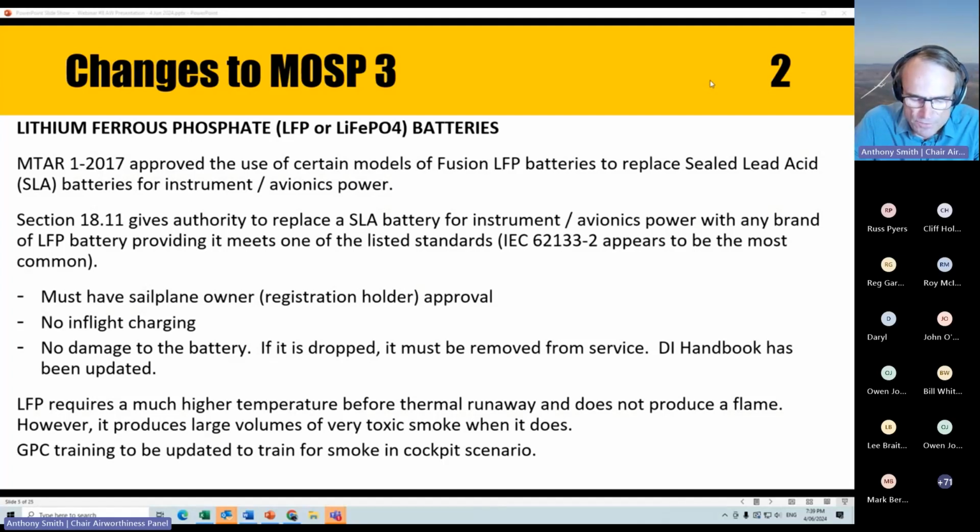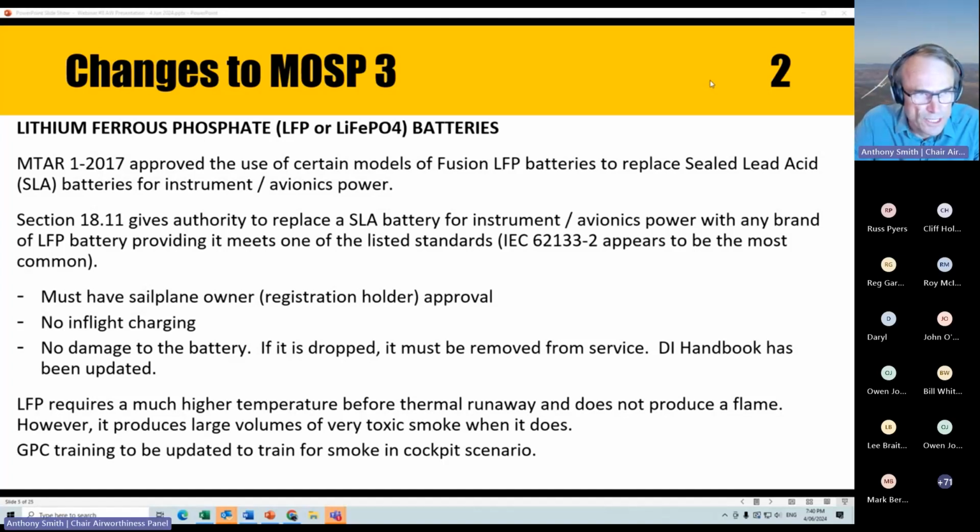The lithium ferrous phosphate chemistry was chosen because it has the highest temperature of any of these lithium batteries before a thermal runaway occurs. And when it does, it does not produce a flame. However, the downside is when it does have a runaway, it produces very large volumes of very toxic smoke. So the ops people, when they get to reviewing their GPC training units, will be updating the GPC training units for smoke in the cockpit scenario.